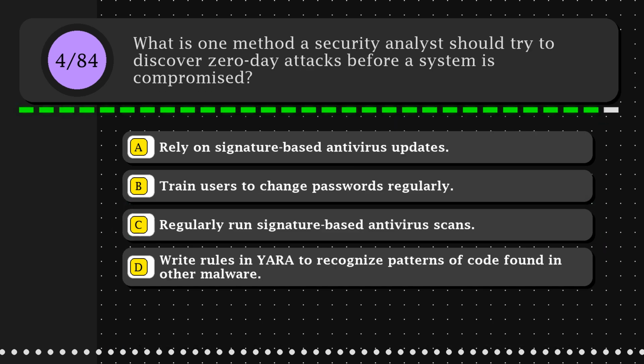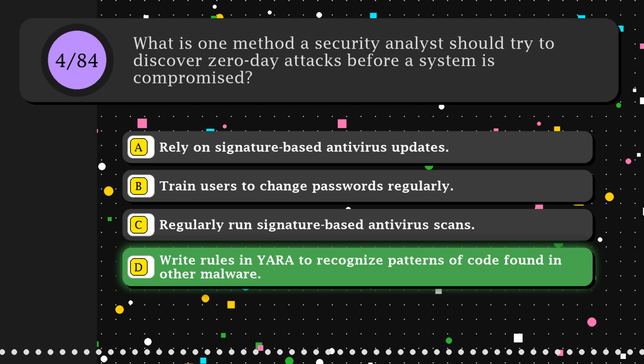Question 4. What is one method a security analyst should try to discover zero-day attacks before a system is compromised? Option A. Rely on signature-based antivirus updates. Option B. Train users to change passwords regularly. Option C. Regularly run signature-based antivirus scans. Option D. Write rules in Yara to recognize patterns of code found in other malware.